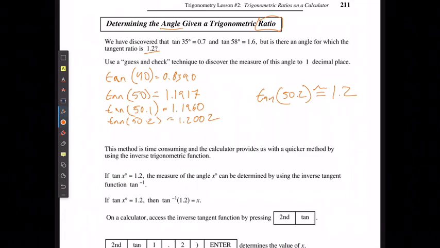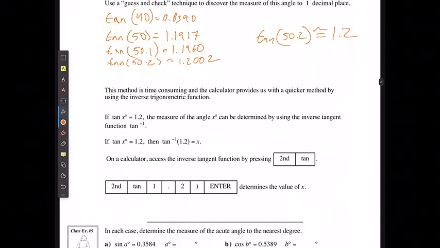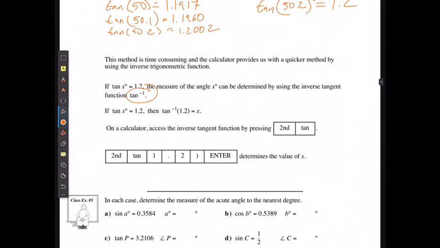If I'm looking for the opposite function in my calculator, what I'm going to do is use second tan or shift tan, depending on which calculator I have, in order to get this tan to the -1 function. This is not the same as tan to the power of -1. Tan -1, sine -1, cos -1 is if I tan an angle to get a ratio, then I can tan -1 a ratio to get an angle. And that's where I get that second tan.